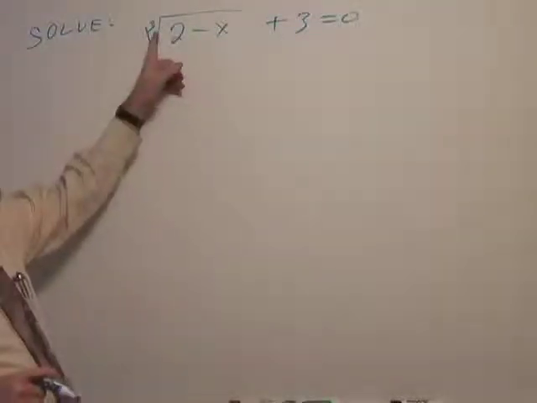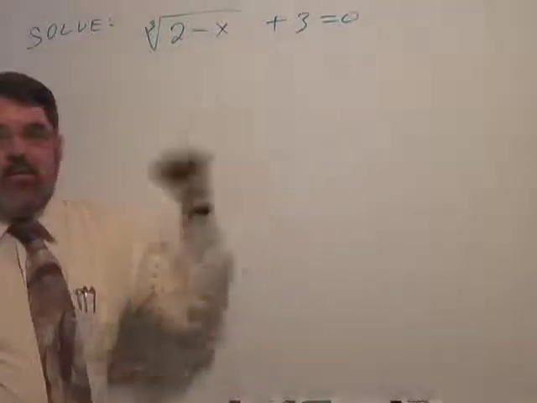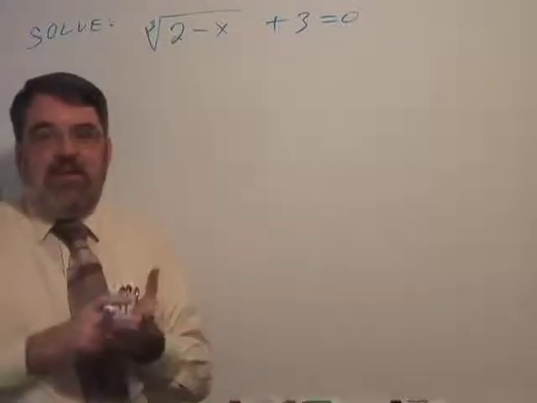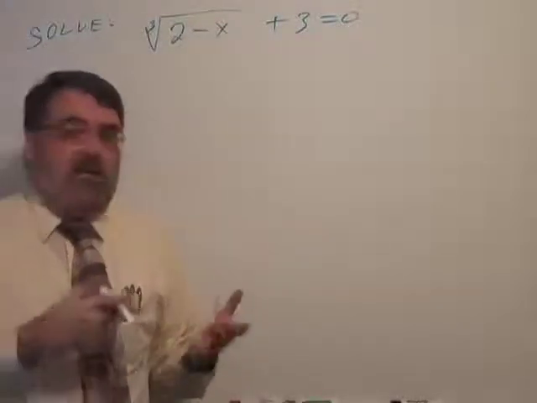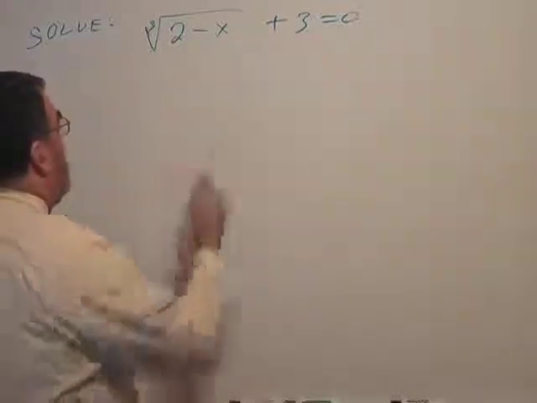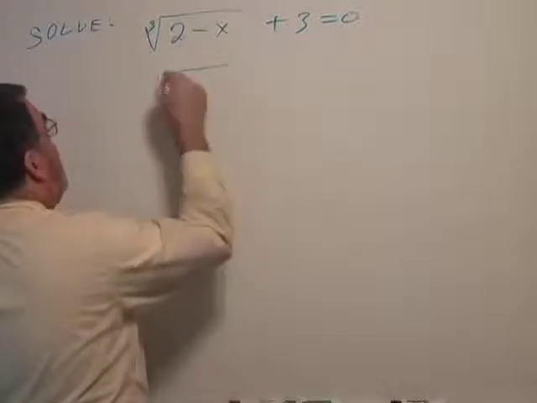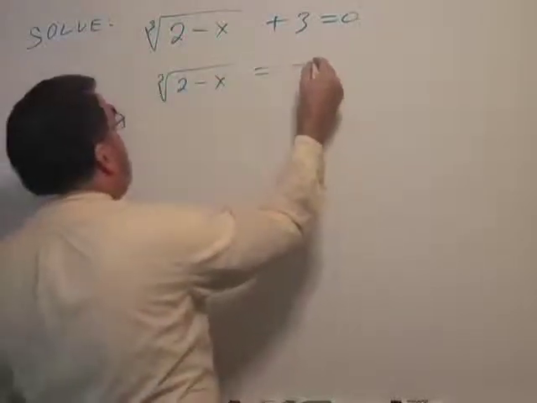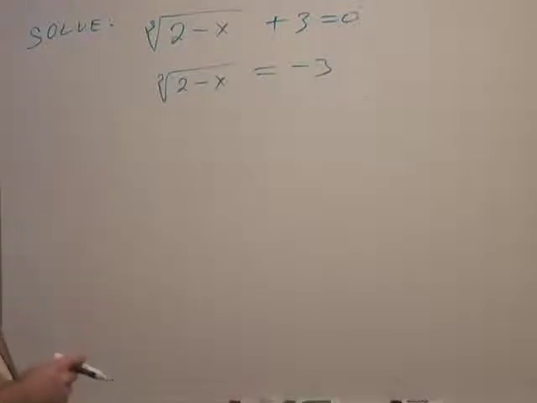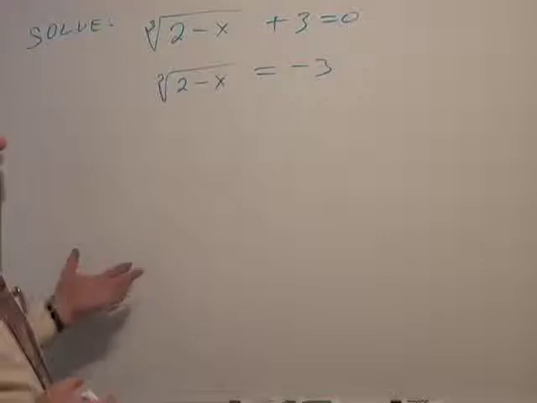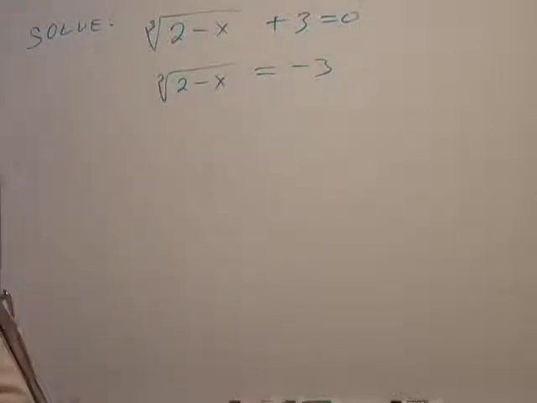Solve cube root of 2 minus x plus 3 equals 0. Alright, and again, I'm going to use the same strategy. I want to isolate the radical. In this case, it's a cube root, not a square root. So I'm going to isolate it by moving the other term to the other side. So I end up with the cube root of 2 minus x equals negative 3. And it's okay if a cube root is negative, because the cube root of a negative number is negative. So third roots or odd indexed roots are okay.